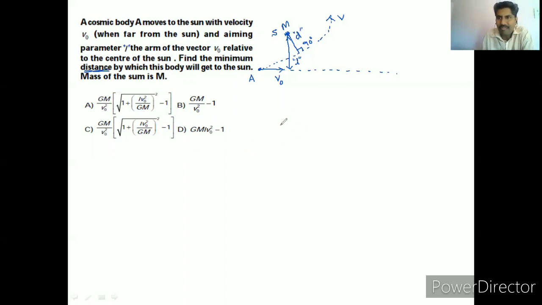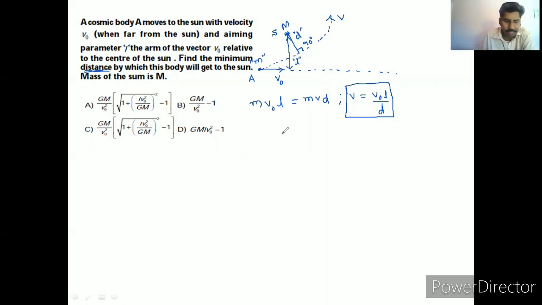Now applying the conservation of angular momentum. The mass of this body I will take as small m. The initial angular momentum is m v naught L, which is equal to the final angular momentum, m v d. So from this, v is equal to, m cancels, v naught L by d. This is the v value we got.